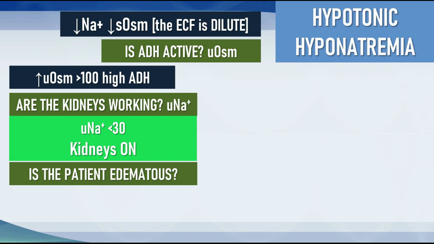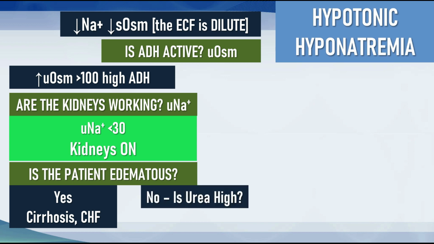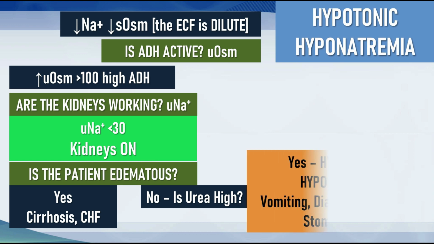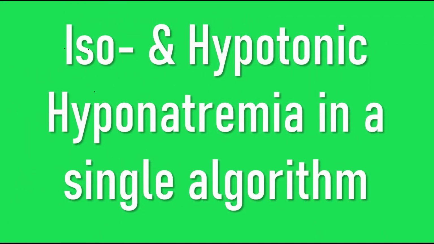Either the liver, cirrhosis, in which case the albumin will be low, or congestive heart failure, where the ejection fraction will be low. If the urea is high and the urinary sodium is low, then the patient is struggling to maintain circulating volume, and this is hypovolemic hyponatremia, caused by vomiting, diarrhea, sweating, stomal losses, etc. Again, if the urea is normal, regardless of the urinary sodium, consider inappropriate antidiuresis. So let's look at iso and hypotonic hyponatremia in a single algorithm.